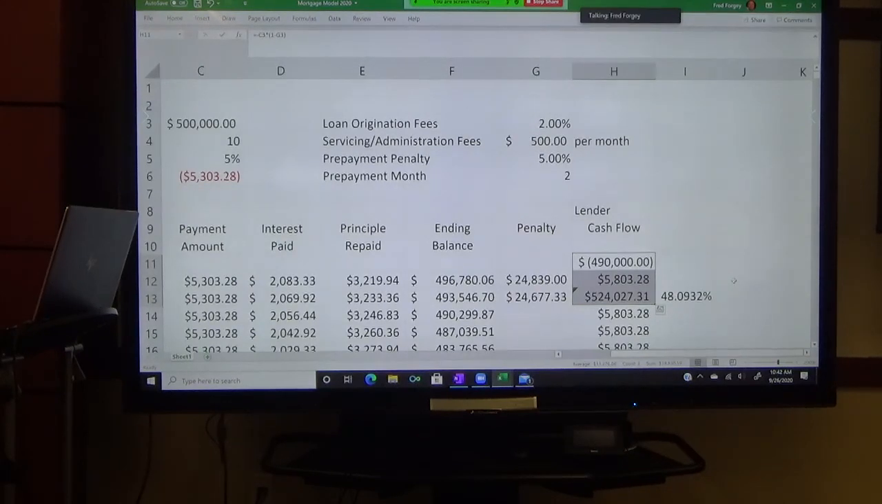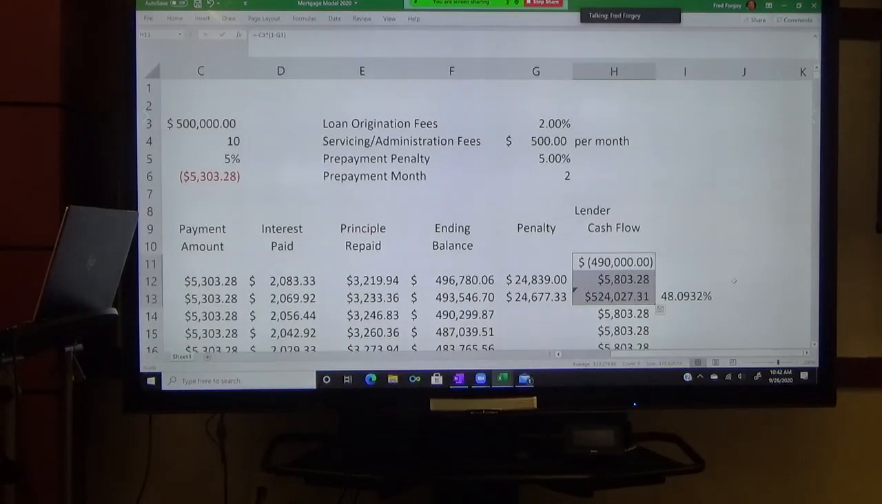So 490,000 plus or minus cash flow, 5803.28 cash flow, 524,027.31 cash flow, and then solve for internal rate of return. There it is, 48.09. Okay? Everybody follow?